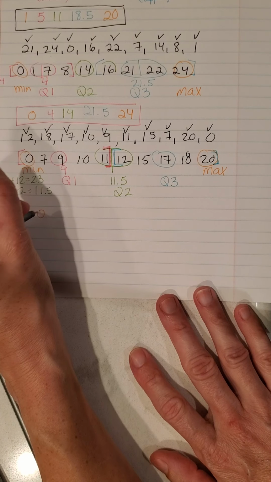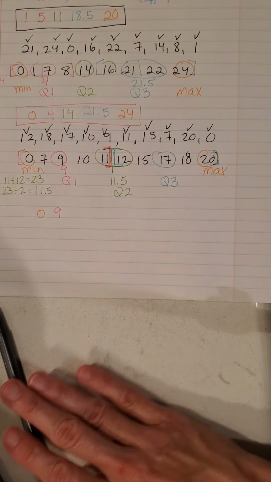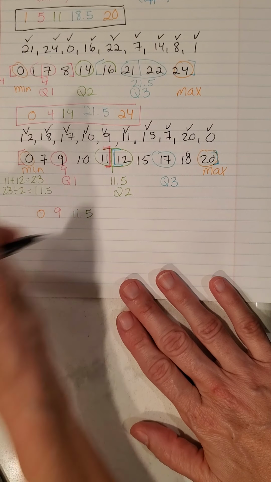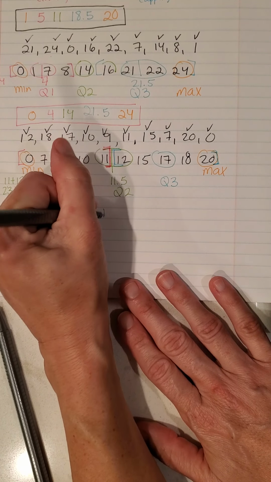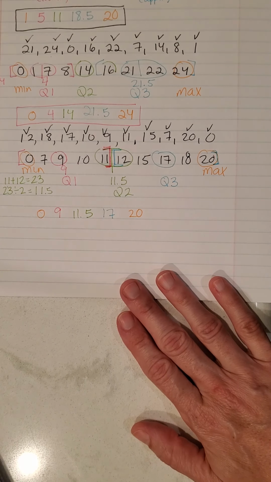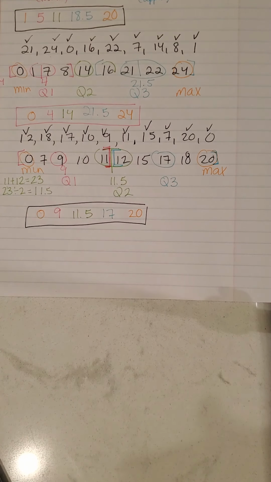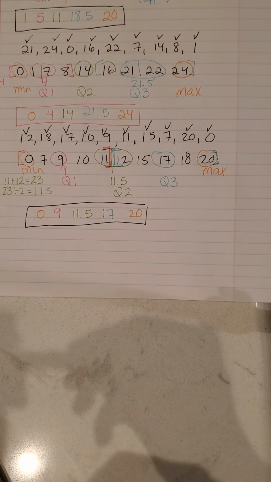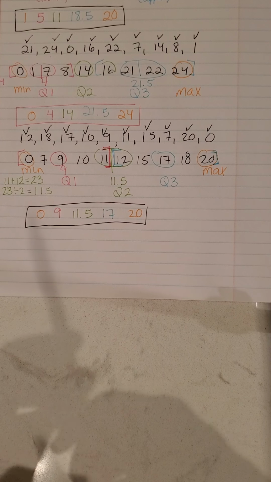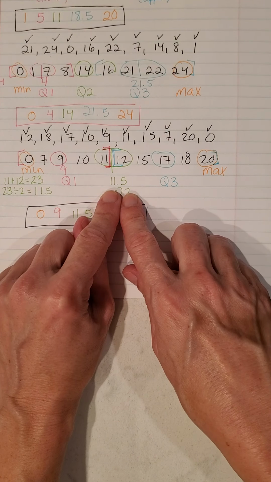And then I can list them out: 0, 9, 11.5, 17, and 20. And so that is the 5-number summary. If you have an even number of numbers, you of course need to add 2 numbers and divide by 2 or find something that's halfway between them.